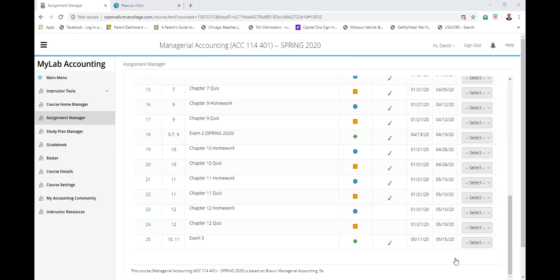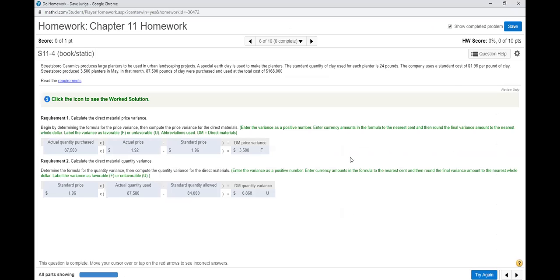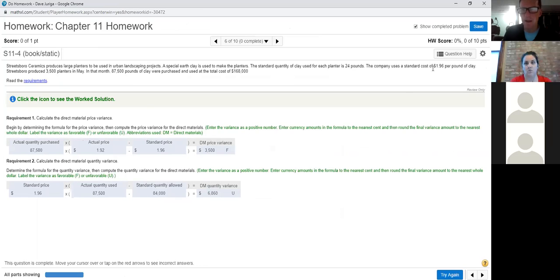All right, here's another one. Hold on just a second. Let me enlarge this. All right, can everybody see that one where it says Streetsboro Ceramics? I tried to share the screen.